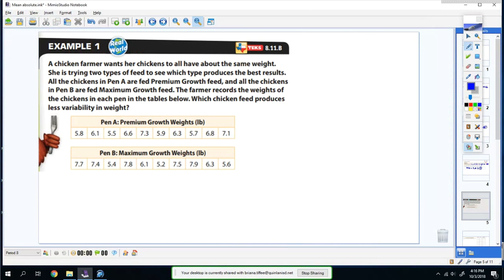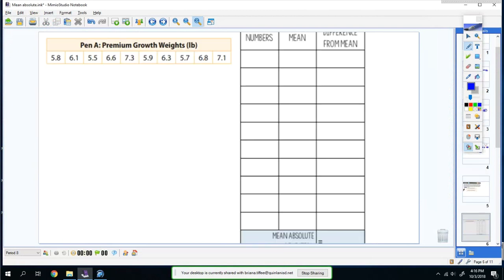So we want to find the less variability, and I'll explain that after we find our numbers. First off, when it asks you for the variability, it's really trying to figure out the MAD, the mean absolute deviation. So we have two pens, pen A and pen B. I'm going to do pen A first, and I gave you this little chart to help you organize your numbers. So we're going to list out the numbers here.